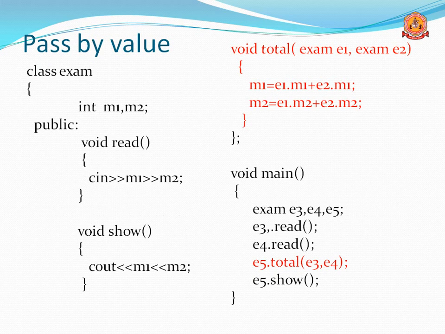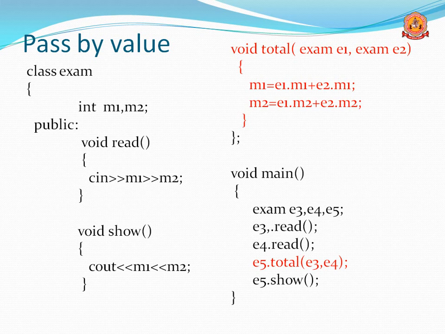Here is the example for pass by value. Don't refer to the textbook. In the textbook wrong examples are given. Class exam is a class that is created, with int m1 and m2. There are two members. I use two functions, read and show.